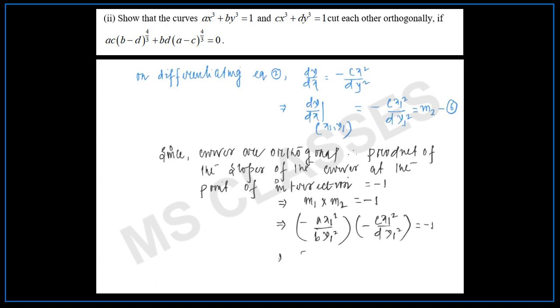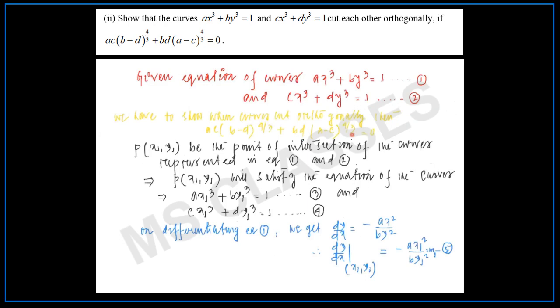Now this gives us x1 to the power of 4 by y1 to the power of 4 equal to minus bd by ac, because minus into minus cancels out and here we have a minus sign. Now this we mark as equation 7. Now basically we have to eliminate x and y so that we can get the relation between a, b, c, d, which we need according to the proof. So we can solve equation 3 and equation 4 to get another equation related to x and y.